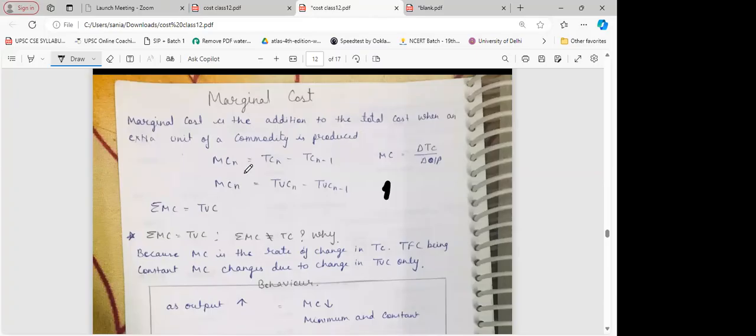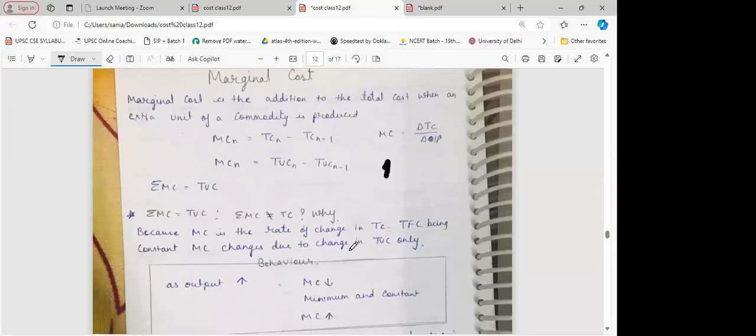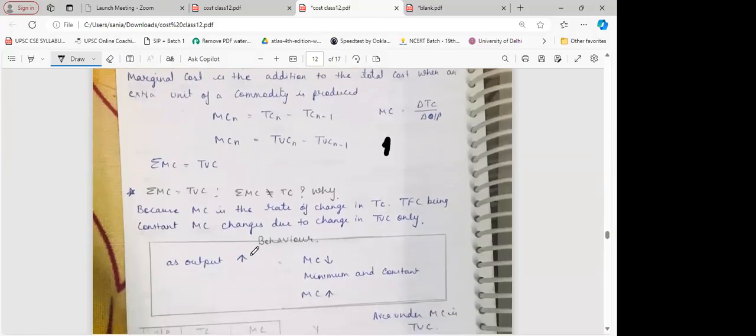Now remember one thing. The summation of marginal cost is equal to total variable cost. They can be equal. But for total cost, they cannot be equal. Why? Because MC is the ratio of change in total cost. TFC being constant, MC changes due to change in the total variable cost. Got it? So as the output increases, marginal cost decreases, reaches a minimum, and then becomes constant.